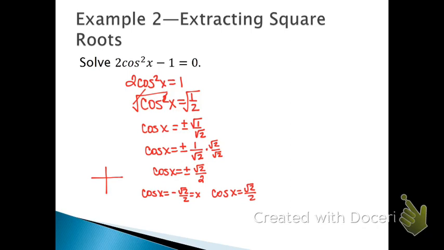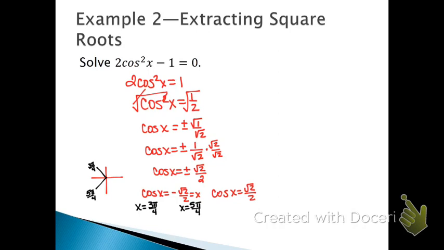First I'm just looking for where cosine of x is negative square root of 2 over 2. You got 3 pi over 4. 5 pi over 4. All right? Pay attention. And where else? 3 pi over 4. All right, so from here we had 3 pi over 4, and we have 5 pi over 4.